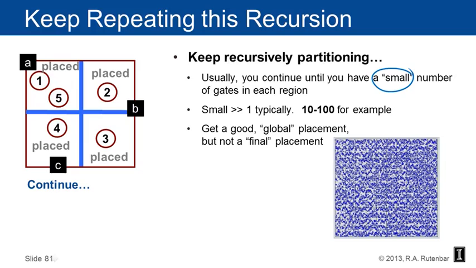Typically between, say, 10 and 100. I mean, if you're placing something with like 1,000,000 gates, you don't go down to 1 gate in every region. You go down to like a nice small number, 10 to 100. And what you're going to get is a good global placement, but you're still not going to get what we call a final placement. You're going to get something that looks like this placement on the right-hand side here. A lot of little squares with a lot of little blobs of gates in them.